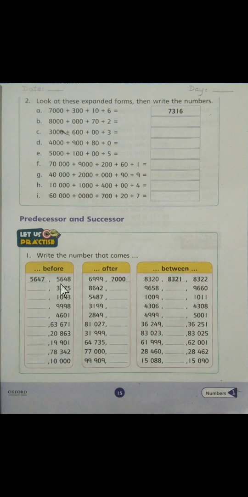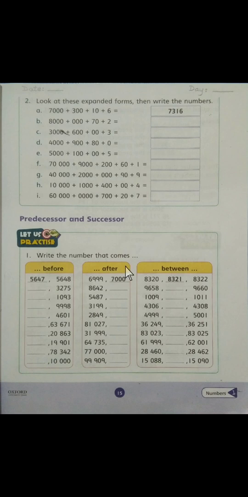Here we have the number 5648, and we name this number 5648. So you have to write the number that comes before this number. So 5647 is the number that comes before this number.